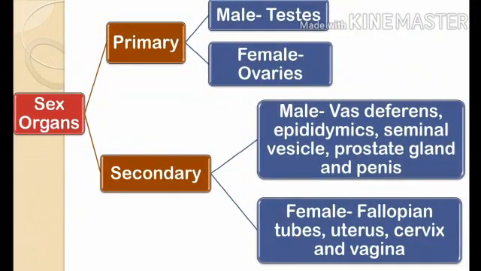And the organs of this reproductive system are divided into two types. They are the primary sex organs and secondary sex organs. The primary sex organs are, in male, the testes and, in female, the ovaries. And the secondary sex organs in male are the vas deferens, epididymis, seminal vesicle, prostate gland and penis. And in female, the fallopian tubes, uterus, cervix and vagina. These are the secondary sex organs present in female.